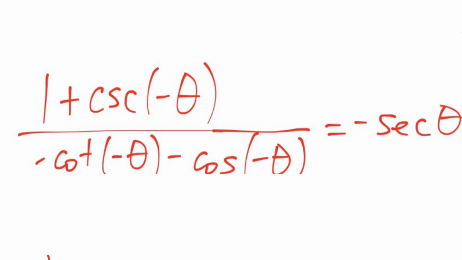My identity is (1 plus cosecant of negative theta) divided by (negative cotangent of negative theta minus cosine of negative theta) equals negative secant theta. When I first saw the identity, I knew what I was going to do first. I was going to apply the even and odd identities to cosecant of negative theta, negative cotangent of negative theta, and negative cosine of negative theta.